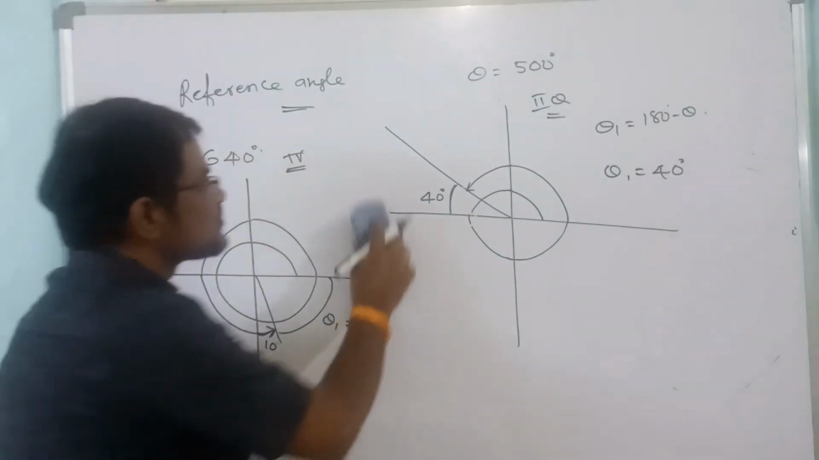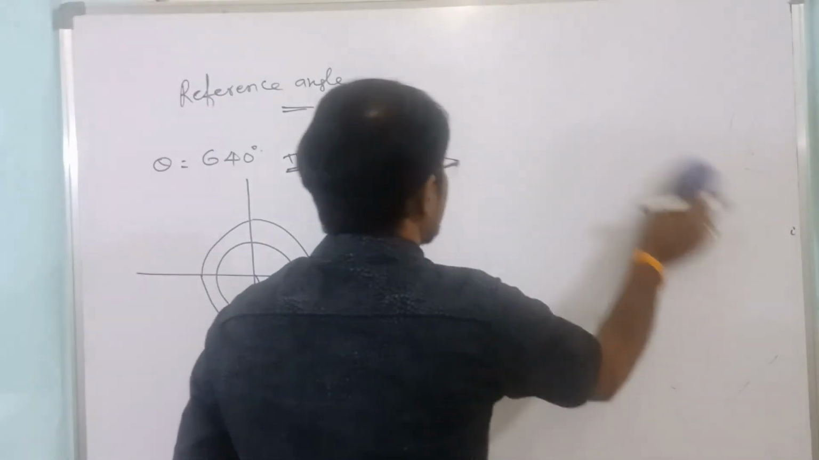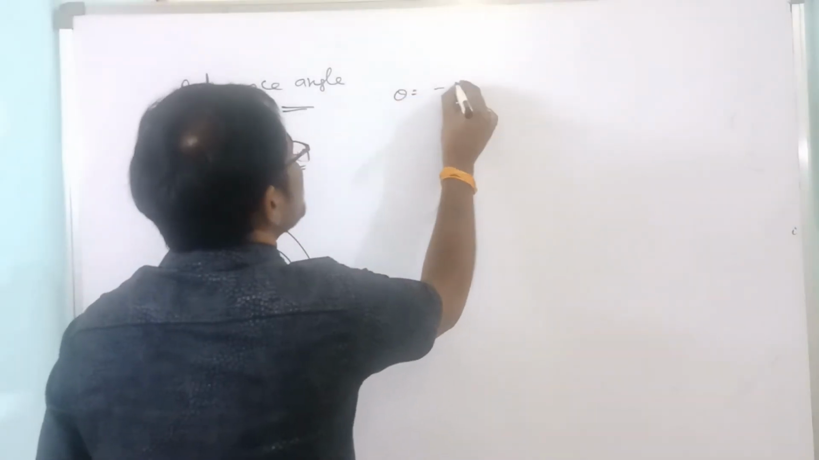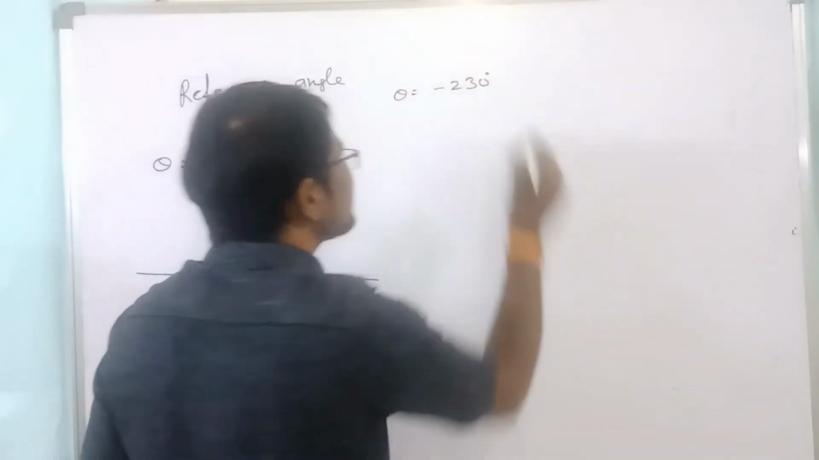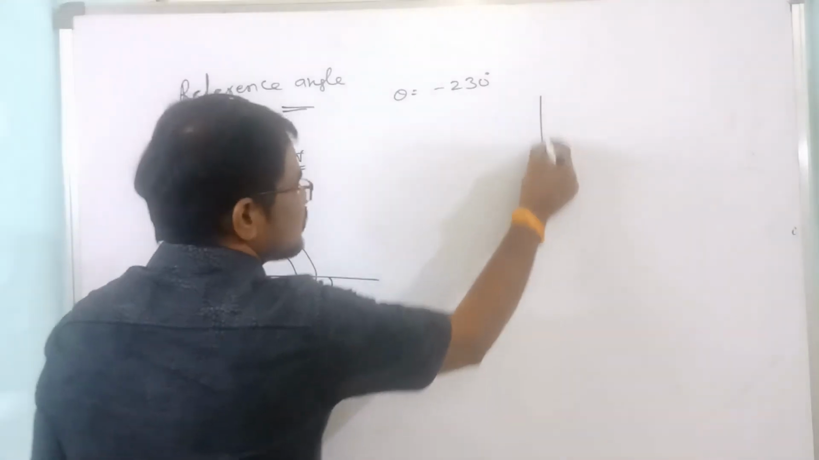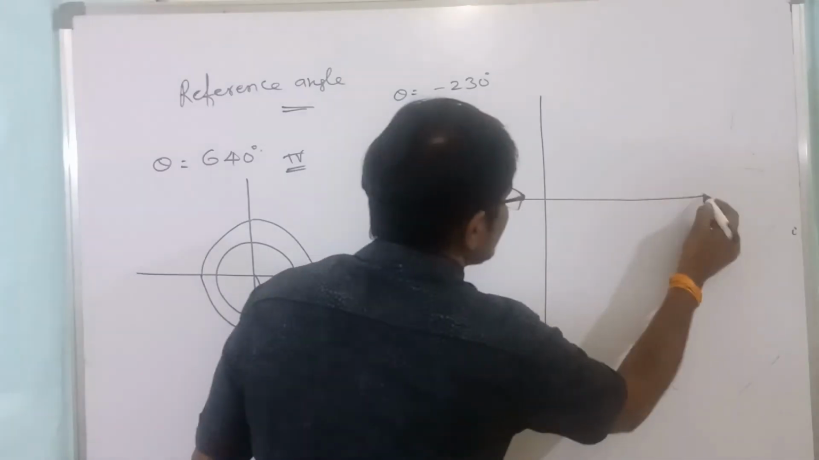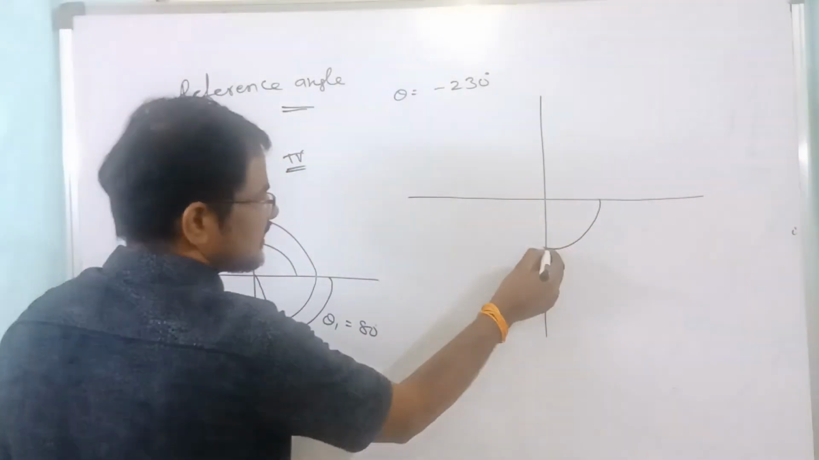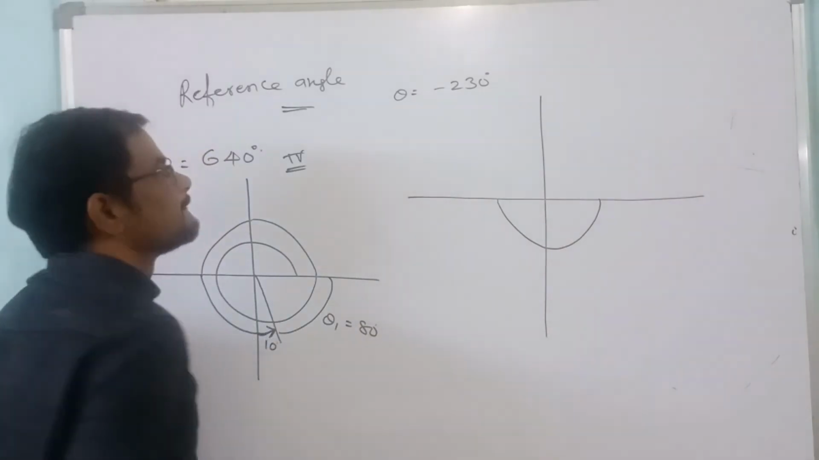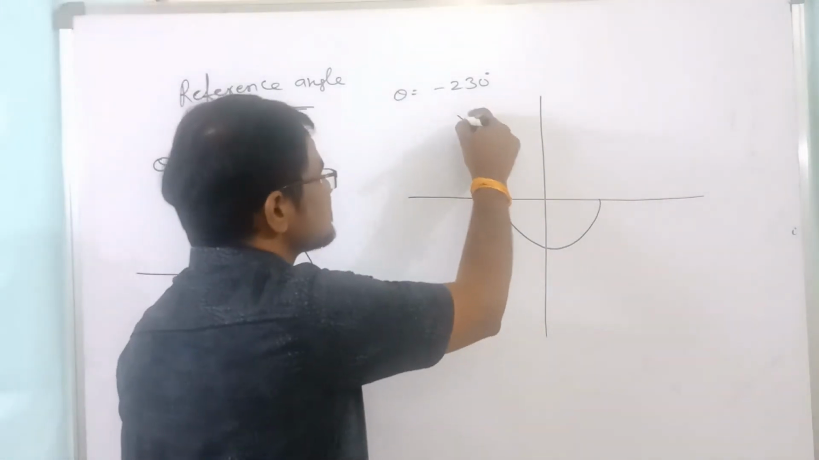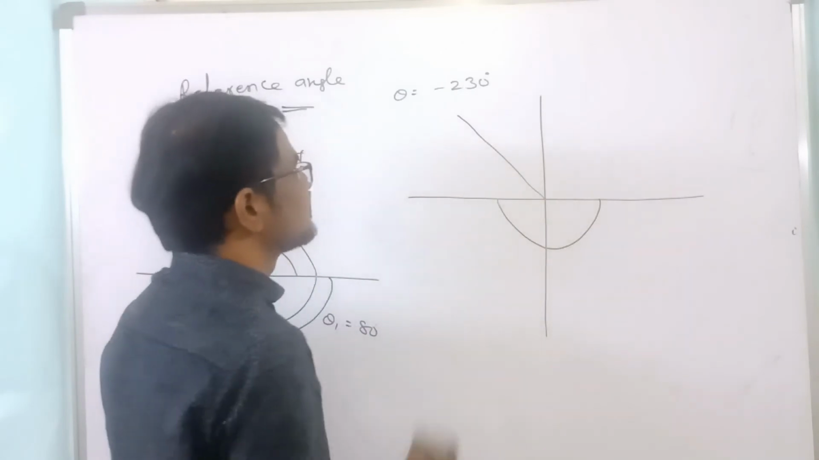Okay. Suppose theta equal to minus 230. How to take the reference angle of this one? So like this you have to take negative angle in clockwise direction. So minus 90, minus 180, minus 180 minus 50 means like this second quadrant, right?